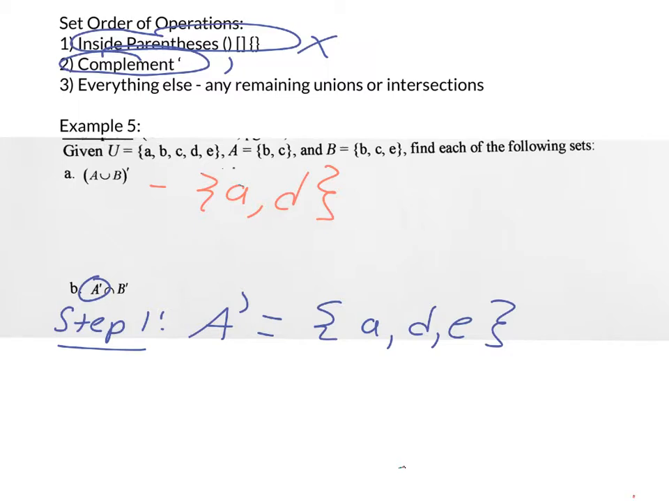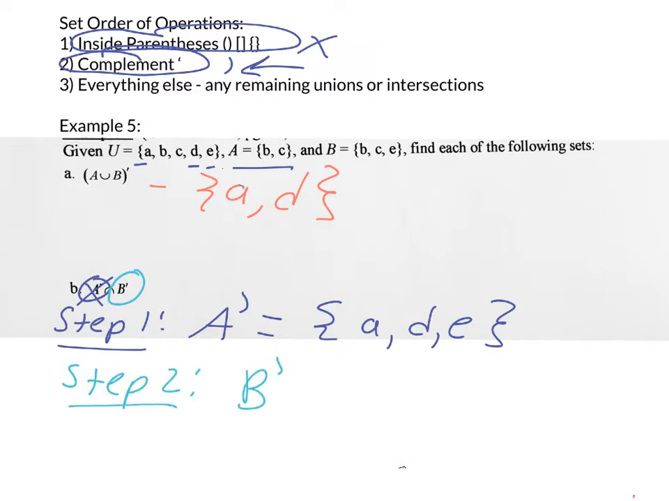So set A was B and C. What's the opposite of that set? It would be A, D, E, all the other letters in the universal set. Good. All right, so we took care of A complement, done. We are still on the complement step 2 of the order of operations, because we have another complement to now take care of. So the next complement, as we go from left to right, is B complement, or B apostrophe.